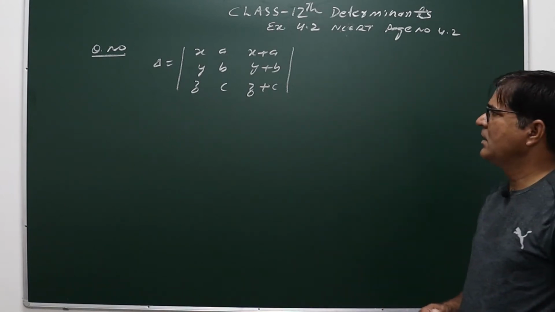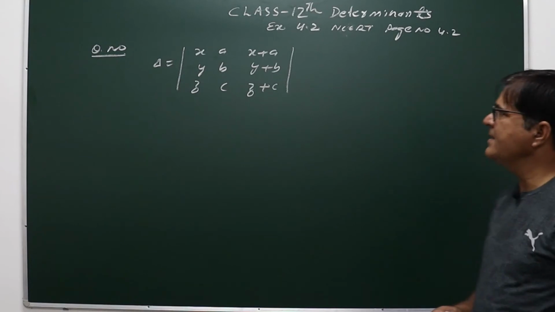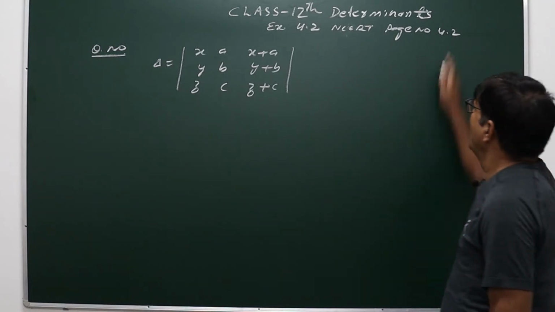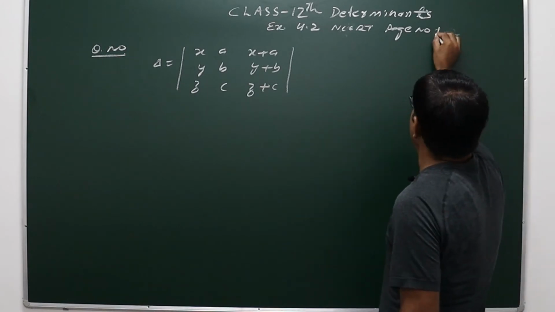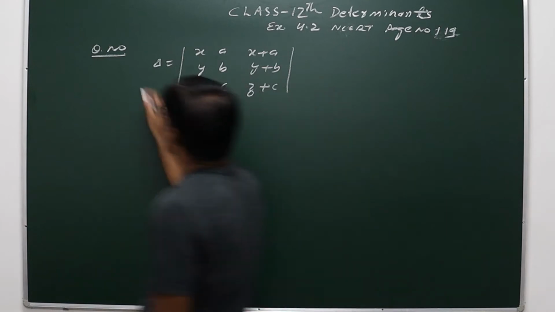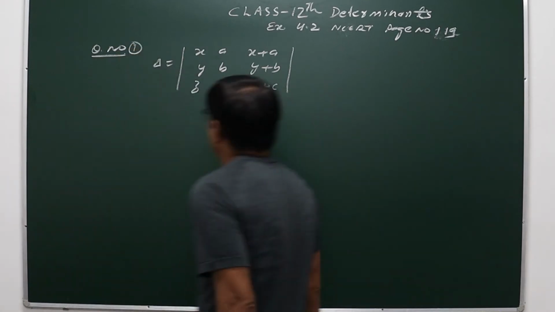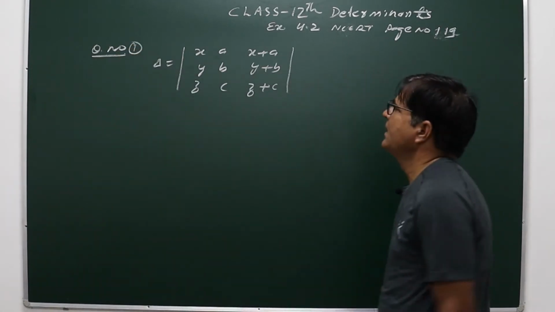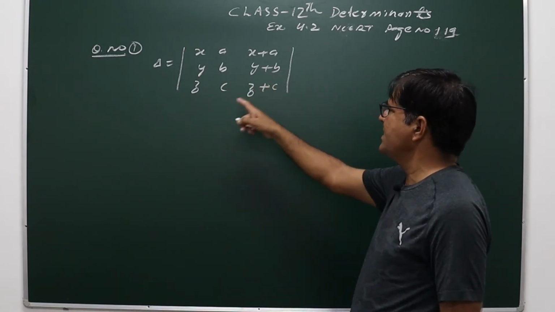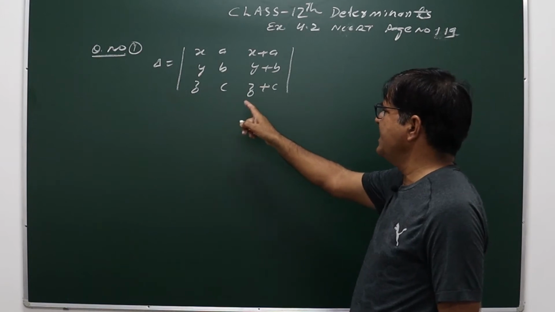Determinants. Today we will do the NCERT exercise 4.2, page number 119. Question number first: prove that the determinant with first row x, a, x plus a, second row y, b, y plus b, third row z, c, z plus c is equal to 0.